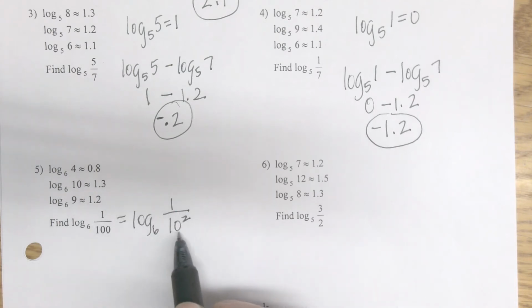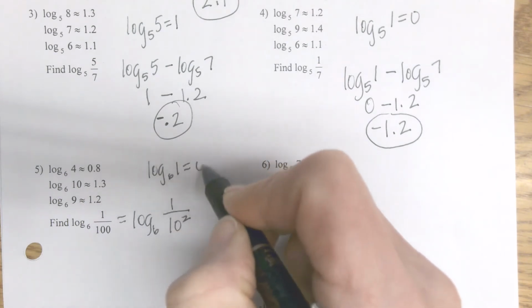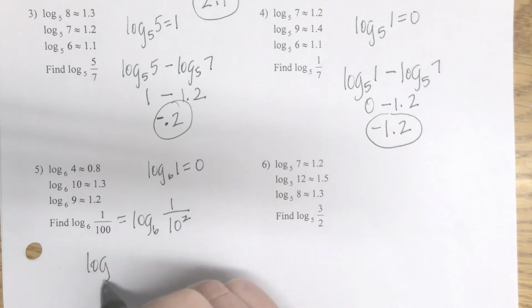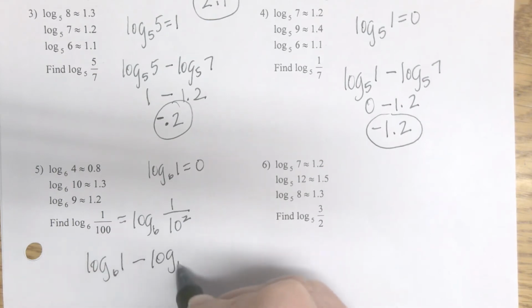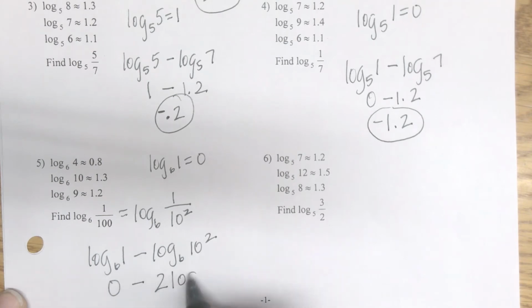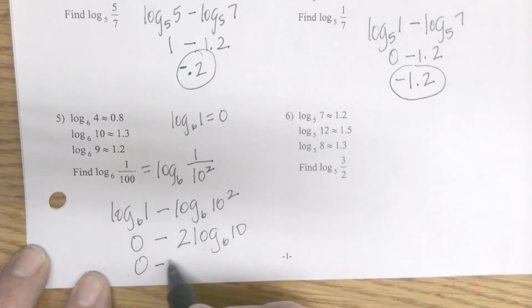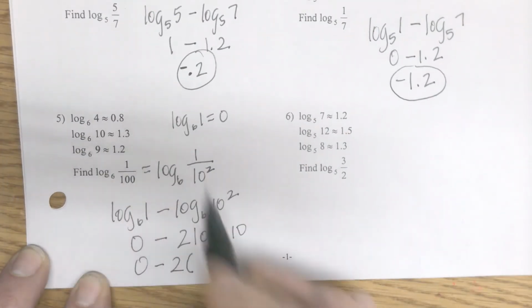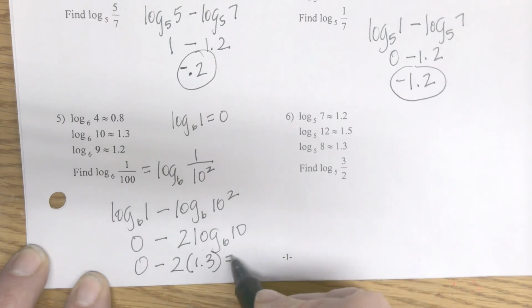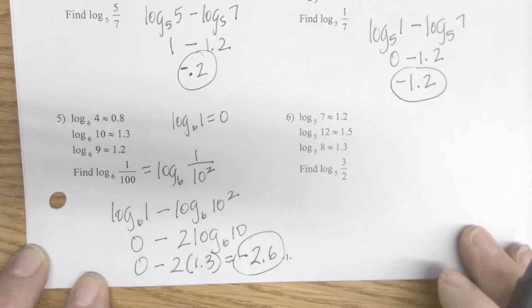It's not necessarily the only way to do it, but it's a way to do it, and it's the way I'm going to go with. And then I'm going to break this down into, remembering that log base 6 of 1 is 0, log base 6 of 1 minus log base 6 of 10 squared. So log base 6 of 1 is 0 minus 2 times the log base 6 of 10, because that's how the power comes out front. So this becomes 0 minus 2 times log base 6 of 10, which is 1.3. So I'll end up with negative 2.6 for my simplified answer on that one.